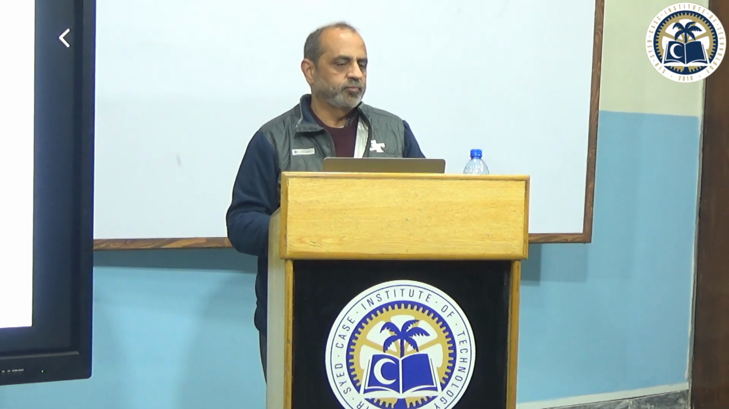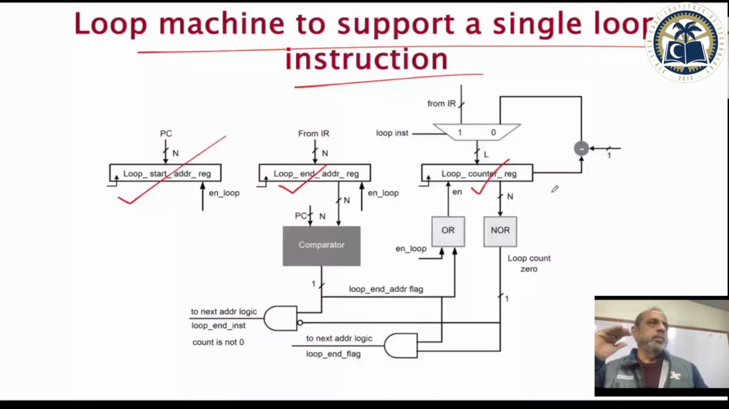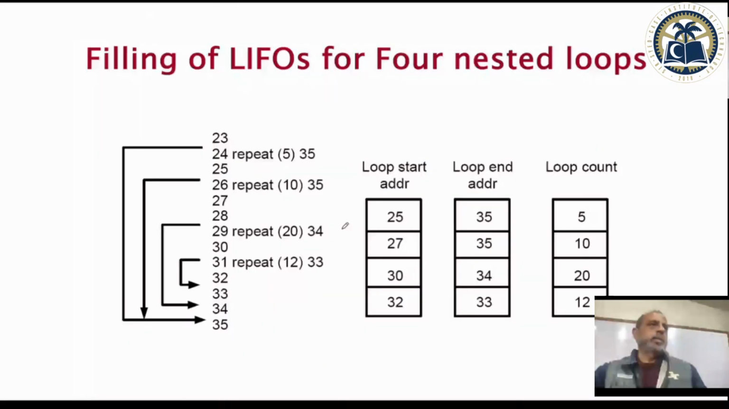So you have to store 4 counter values, 4 start addresses, 4 end addresses, and there will always be something on top of the stack. The loop which is executing gets its counter decremented. So you have the loop counter for loop end address 4. This is the innermost loop, and until it expires, it keeps on doing this, and only then does it go back and start executing the outer loop. And until that expires, it just keeps moving.